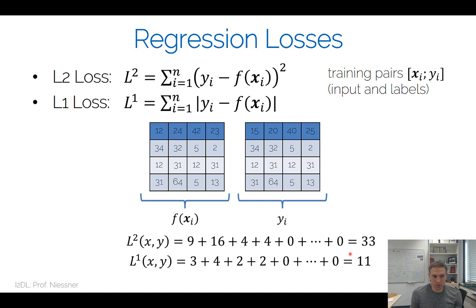The way you're doing it is you're just computing the difference here, like 12 minus 15 squared, right, is 9. 24 minus 20 is 4 squared, 16. 42 minus 40 is 2 squared, which is 4, and so on, right? So this is how you're computing an L2 distance, and it can be a single floating point value, of course, but it can also be a multidimensional vector depending on the respective problem you're solving, right?